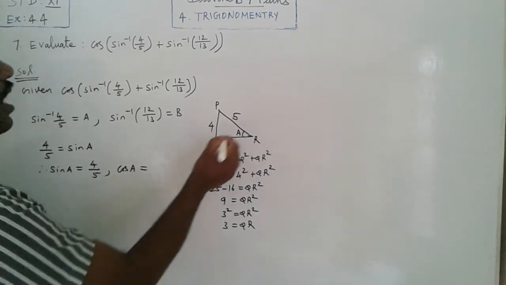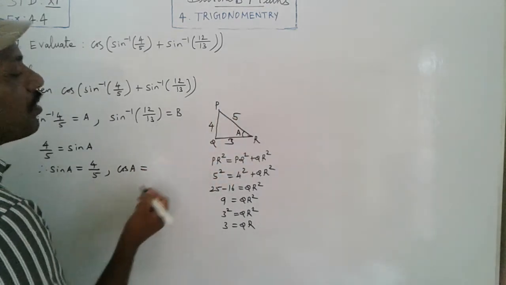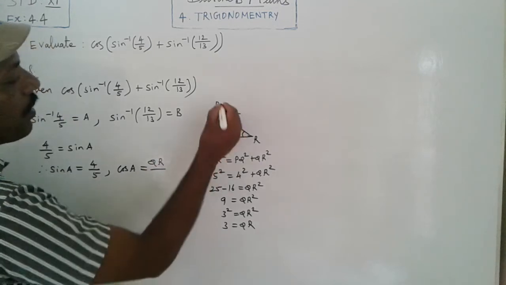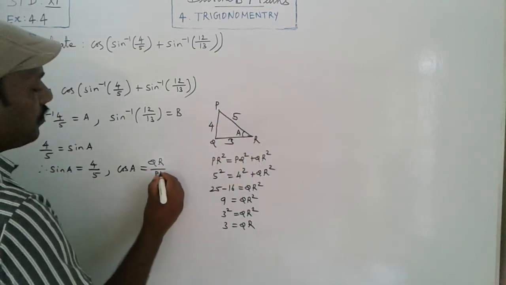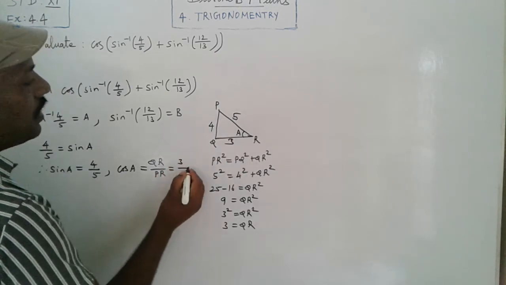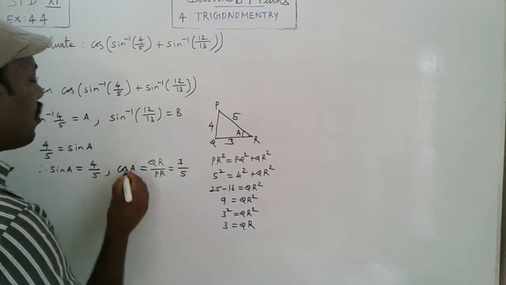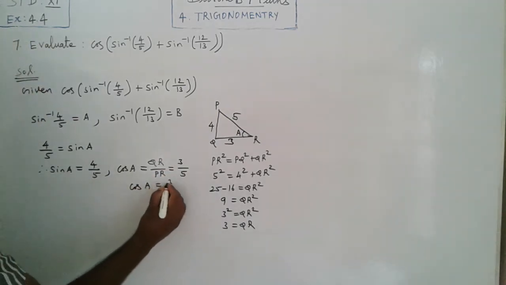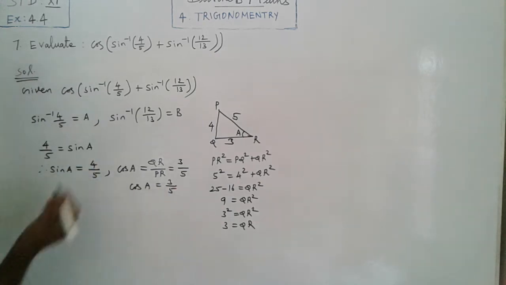equal to adjacent divided by hypotenuse is the formula. Adjacent is QR divided by PR, equal to 3 divided by 5. So cos A equal to 3 by 5. Sin A equal to 4 by 5. Cos A equal to 3 by 5.